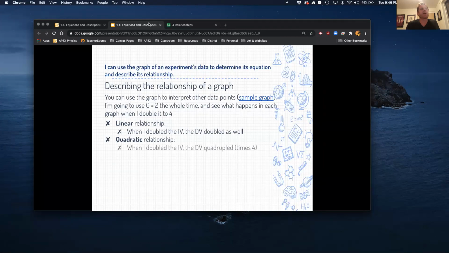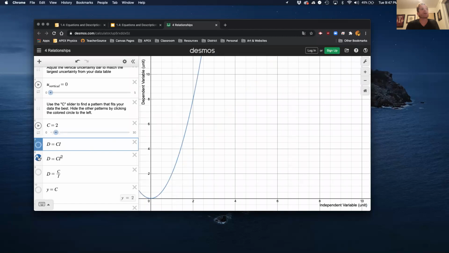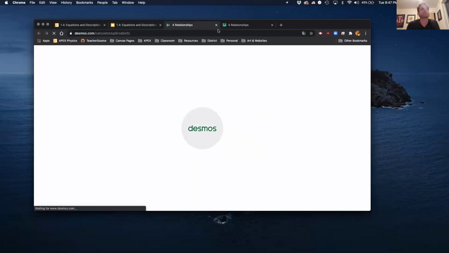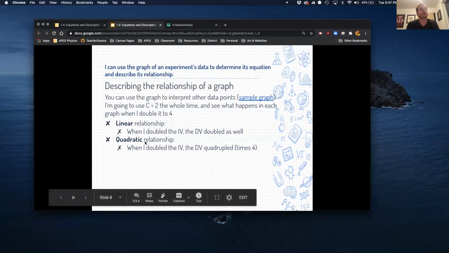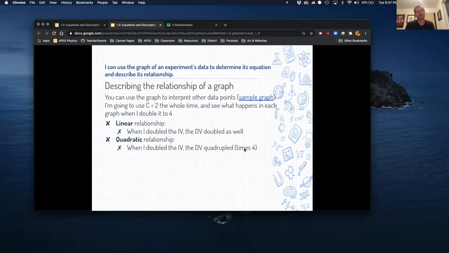Now let's look at quadratic. Okay, quadratic is this one right here, and I'm going to start with this point right here, 1, 2. Okay, so when my independent variable is 1, my dependent variable is 2. So now I'm going to double my independent variable. So it's going to go from 1 right here to 2. But now look, my dependent variable is at 8. So it actually quadrupled, okay? It quadrupled. So in a quadratic relationship, when I double the independent variable, the dependent variable quadruples. In other words, it means times by 4.